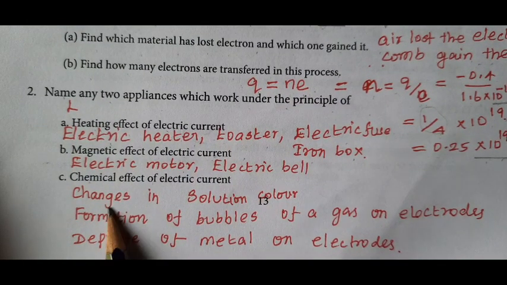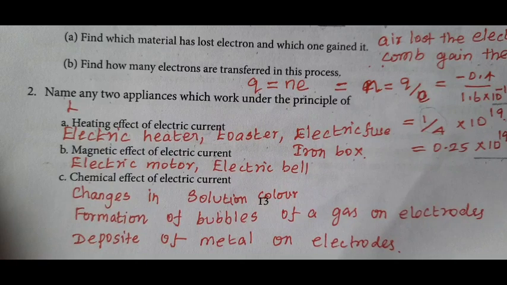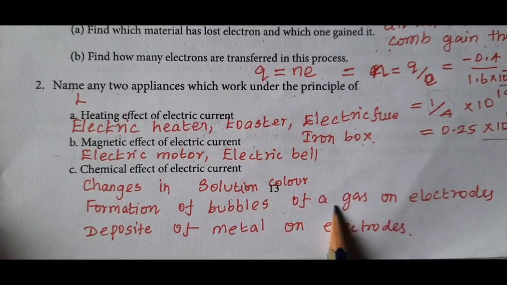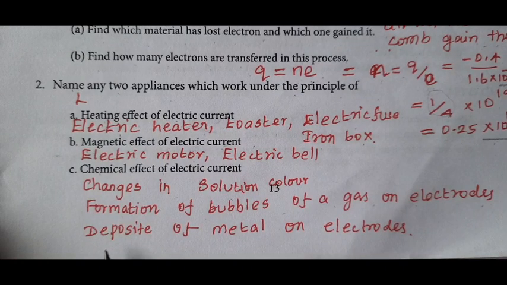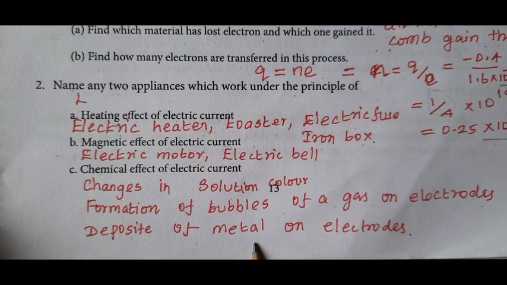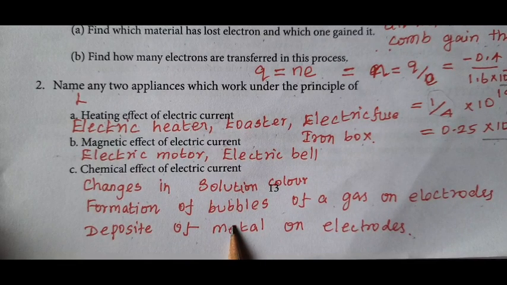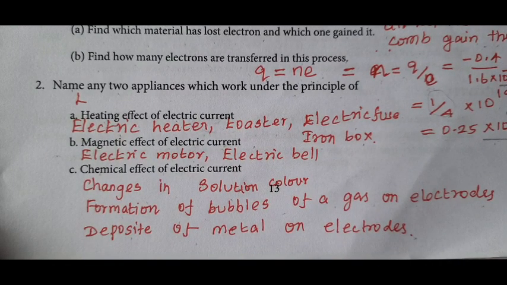And third, chemical effect of electric current: changes in solution color, formation of bubbles of a gas on electrodes, and deposit of metal on electrodes. These are examples for the chemical effect. Okay, so as you wish, if you know other examples, you can write them. Thank you.